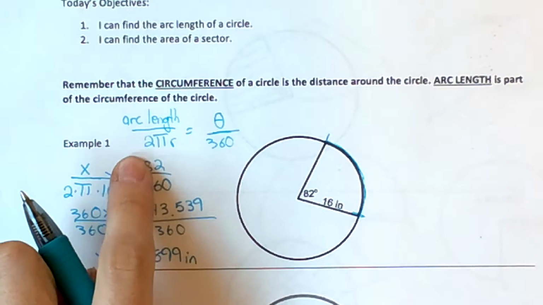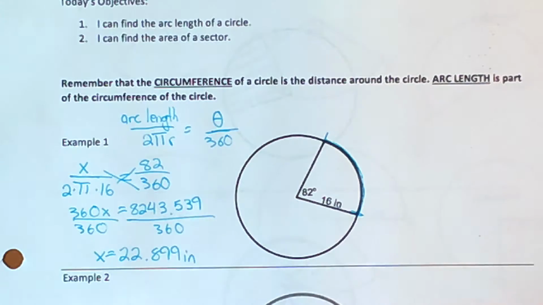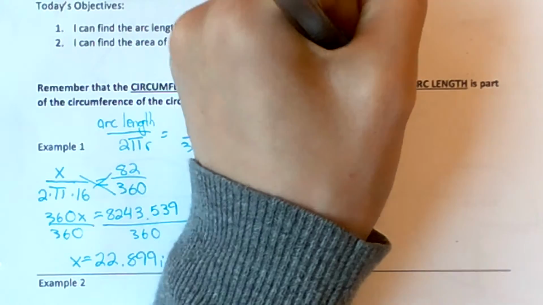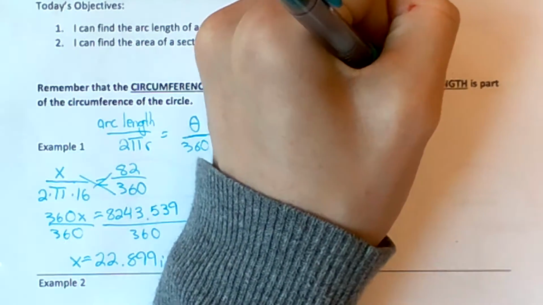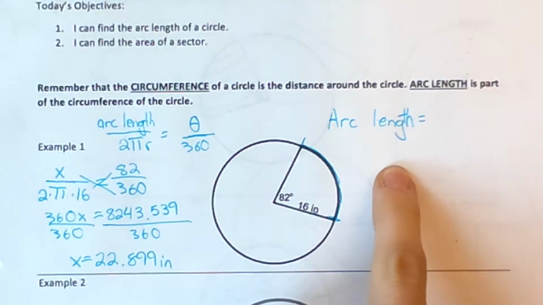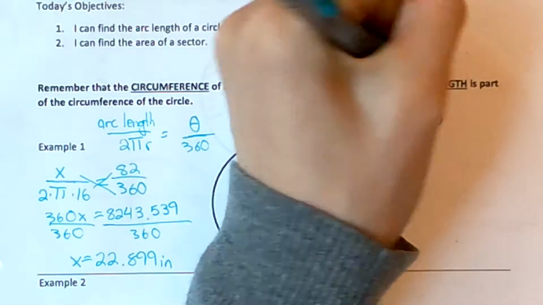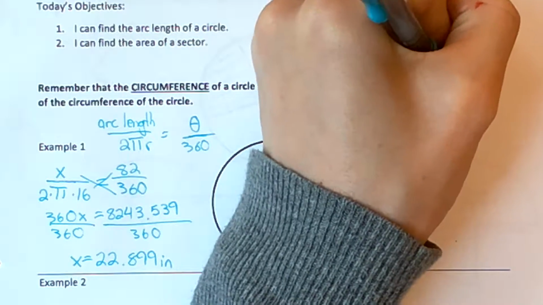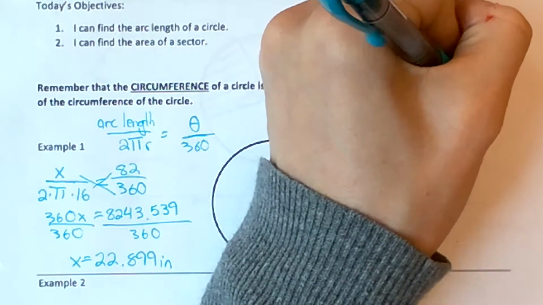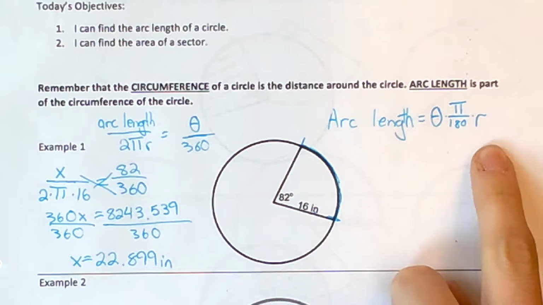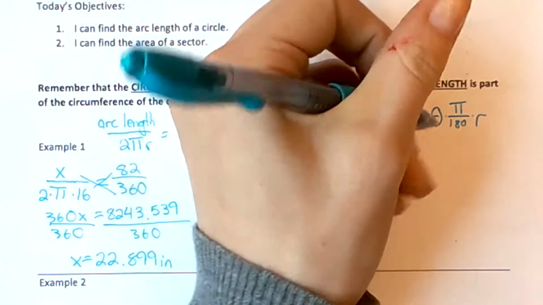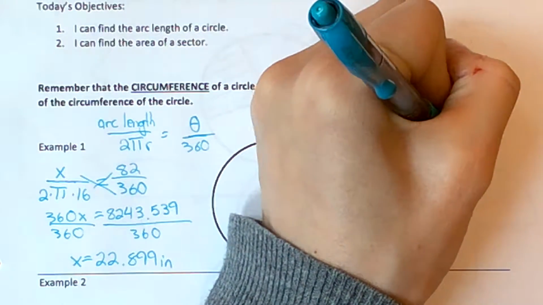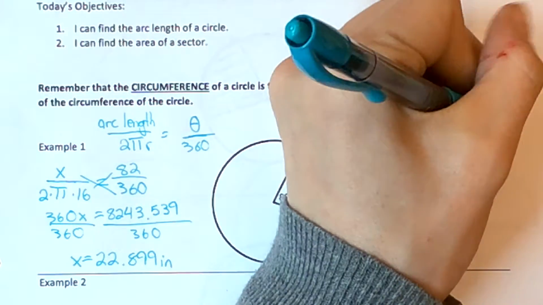Now, this is one way I'll let you solve for these. The other way is to use the formula for the arc length. So arc length is equal to theta, my degrees in the circle, times pi over 180 times the radius. So I'm going to plug in theta, which is 82 degrees, times pi over 180 times my radius, which is 16.